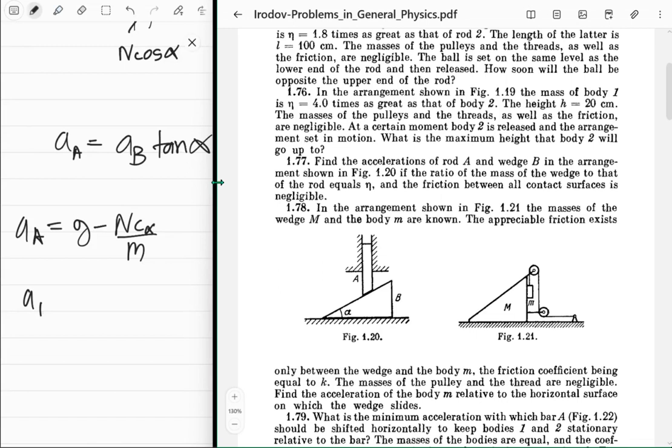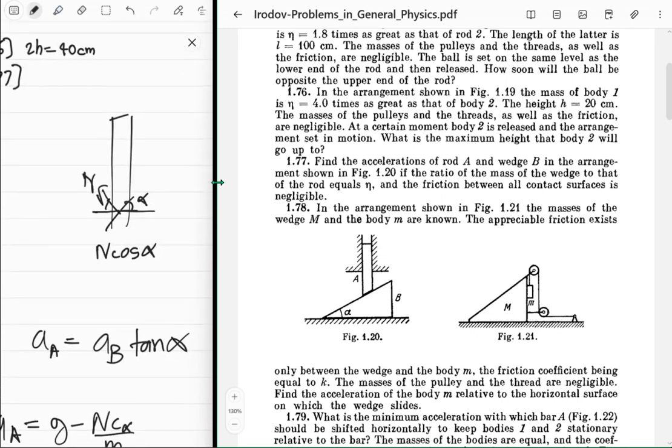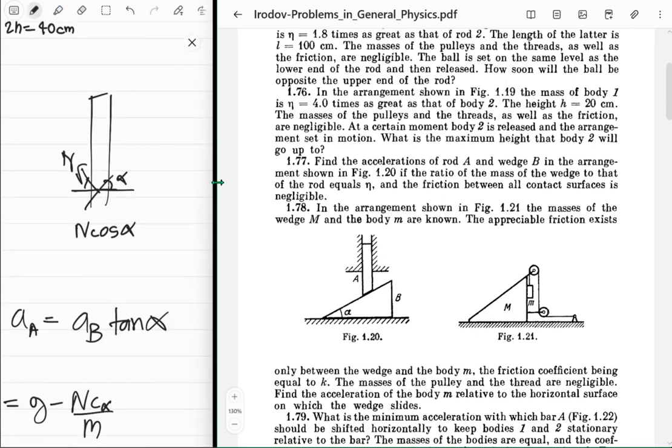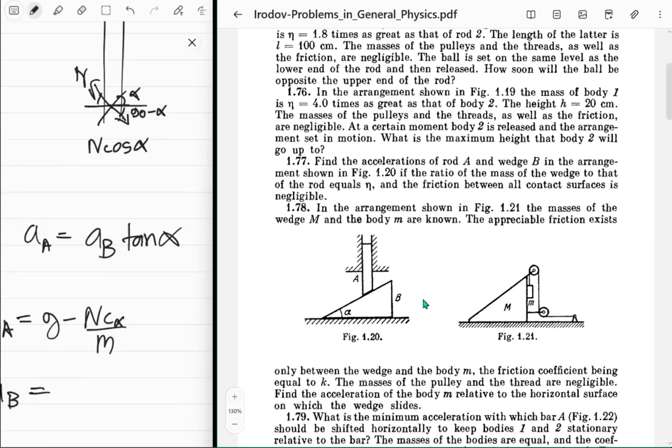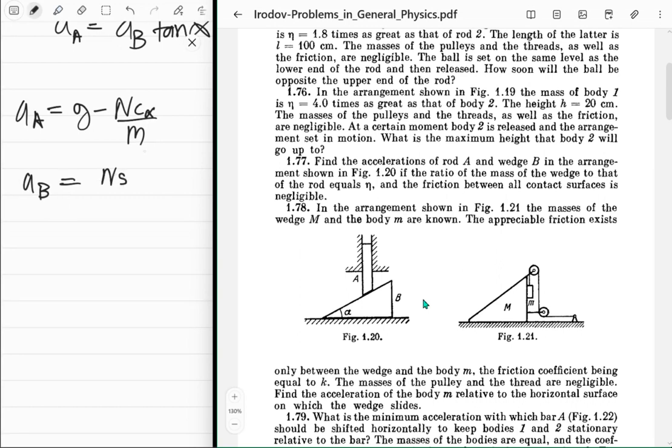And then the acceleration of B. It gets the same normal force acting in the opposite way, at angle alpha. We want the horizontal component, because the vertical component will be destroyed anyway by the ground. So the horizontal component is n sine alpha, acting in this direction. There's no other force acting on it, right? So the acceleration of B is n sine alpha upon capital M. You got it. Nice.